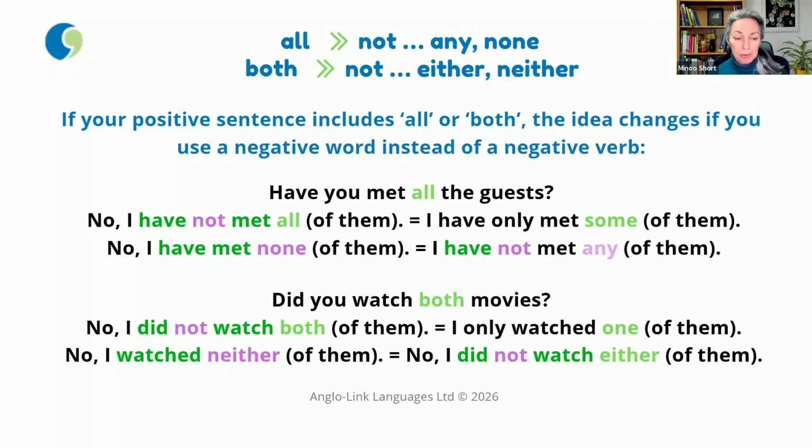Example with both. Did you watch both movies? No, I did not watch both of them. This means I only watched one of them. Whereas if you use the negative word neither, the meaning changes. No, I watched neither of them means I did not watch this one or that one. I did not watch either of them.